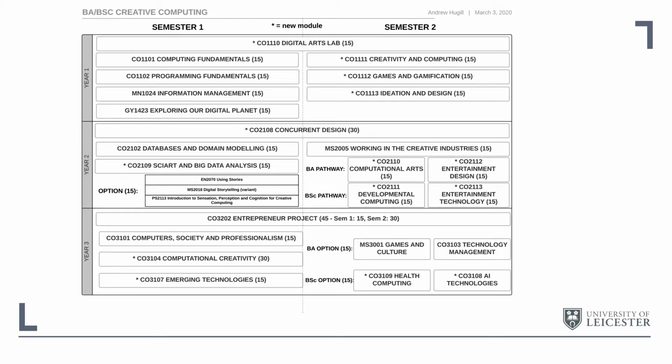Information management is offered by the Management School, and this is a business module. And Exploring Our Digital Planet is a geography module. We're a very interdisciplinary course, as you can tell, bringing in modules from across the university. And the Digital Planet module looks at map creation, but also analysing and visualising large data sets.